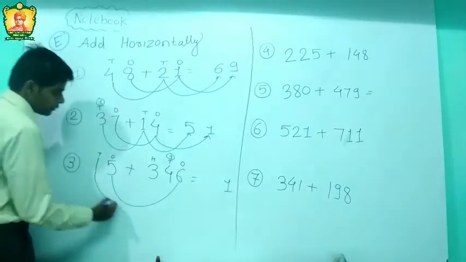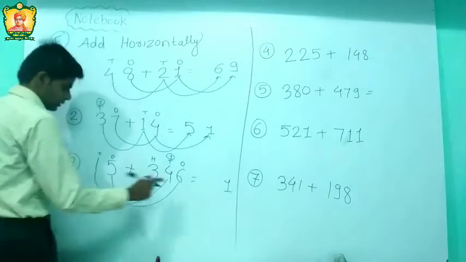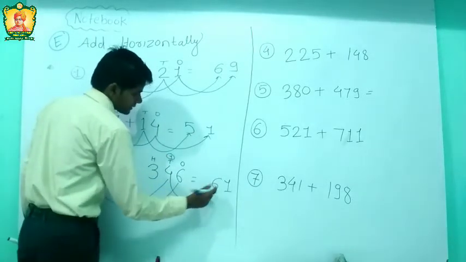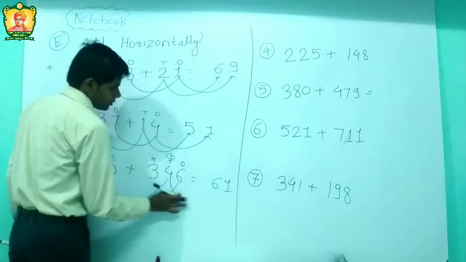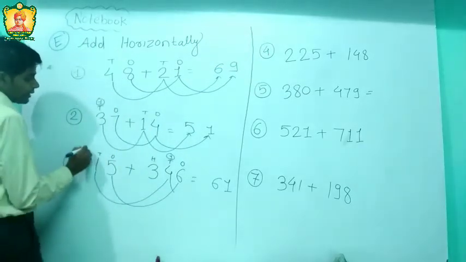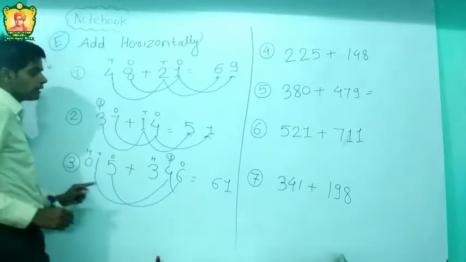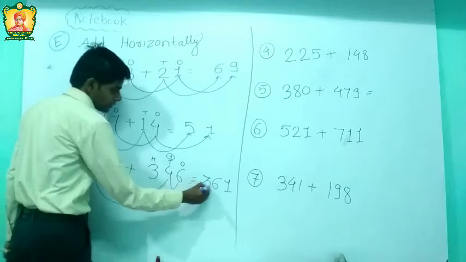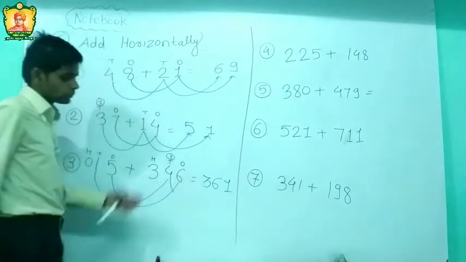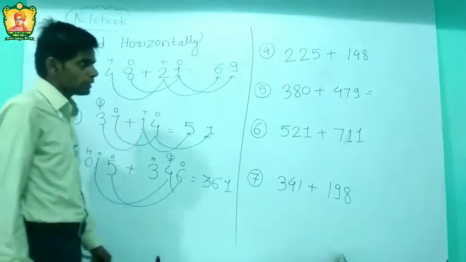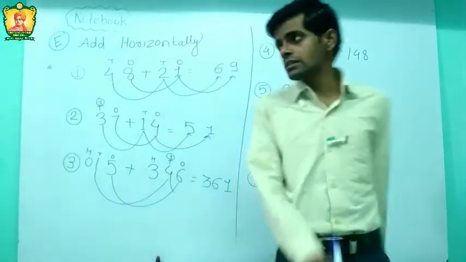You can write it here or anywhere. Now add 1 plus 4 gives us 5, and 5 plus 1 gives us 6. So we will write 6 here. Now there is no digit at the 100 place, that means there is 0, and here is 3. So 3 plus 0 gives us 3, or we can write 3 directly. So the answer is 361. In this way we can add the numbers horizontally. Let's solve some more questions.